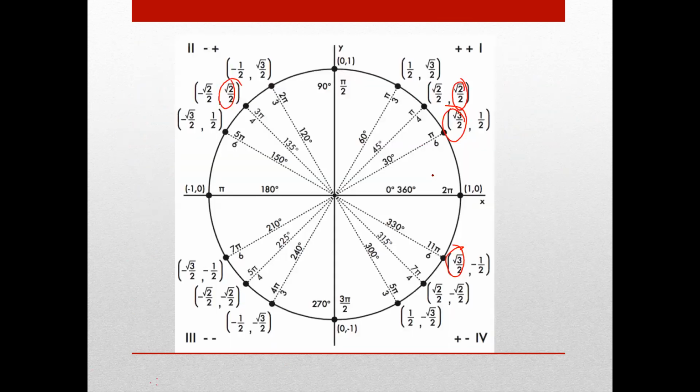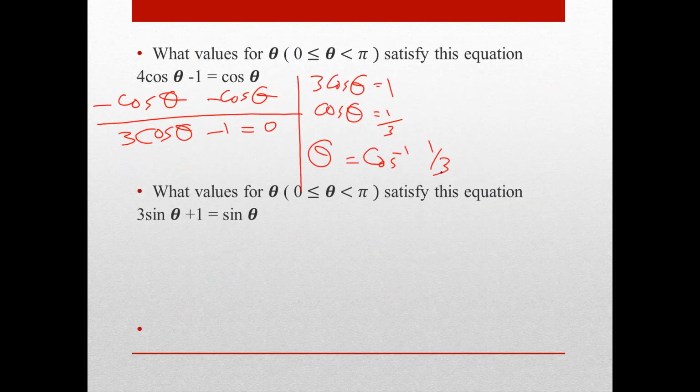Now, in some equations, as you see, you will not find a value like 1 over 3 on the unit circle. So you will need a calculator. I will put a video to tell you how we can use the calculator to find the inverse of the angles. So using the calculator, you will see theta is 70.52 degrees.